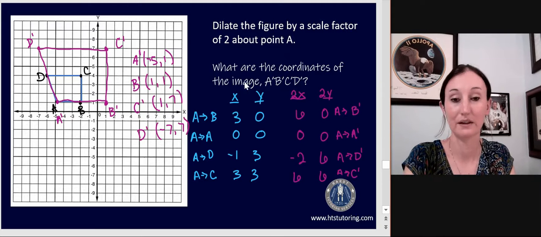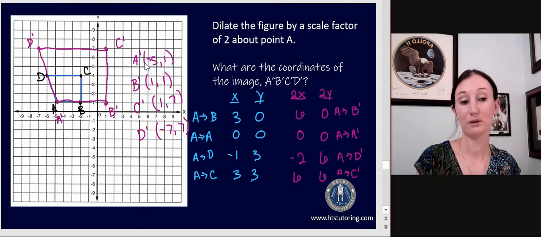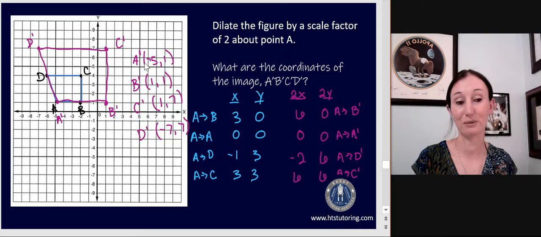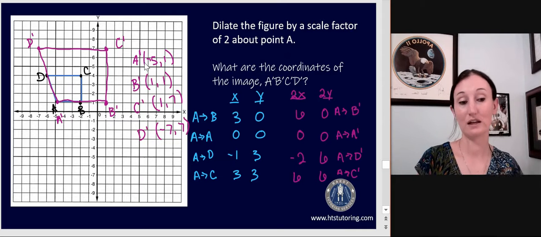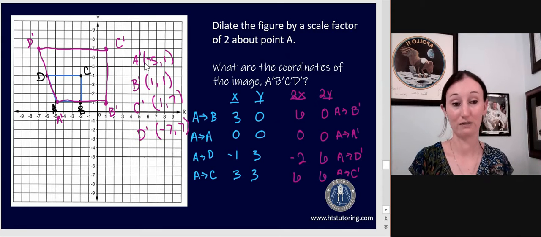Right. So this is dilating images. This is part 2. Remember, tune into part 3 for actually determining scale factors. So in the next video, they're going to give you the 2 images and ask what was the scale factor of dilation. So we're going to go over how to figure that out.